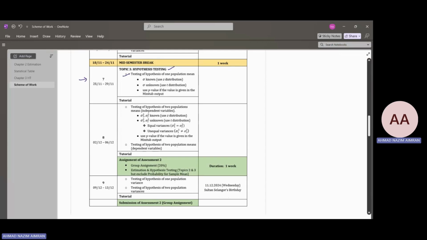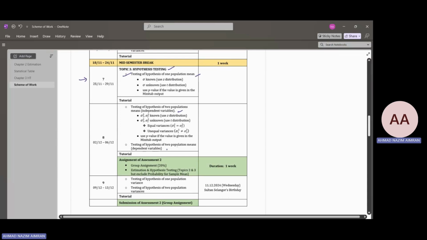the one population mean. Actually, we have discussed this in chapter 2, that is on the confidence interval. I hope you still remember, we have discussed how to calculate the confidence interval when it comes to one population mean and two population means, and we're going to also discuss the testing of hypothesis of two population means. In chapter 2, we have discussed how to calculate the confidence interval of the two population means.